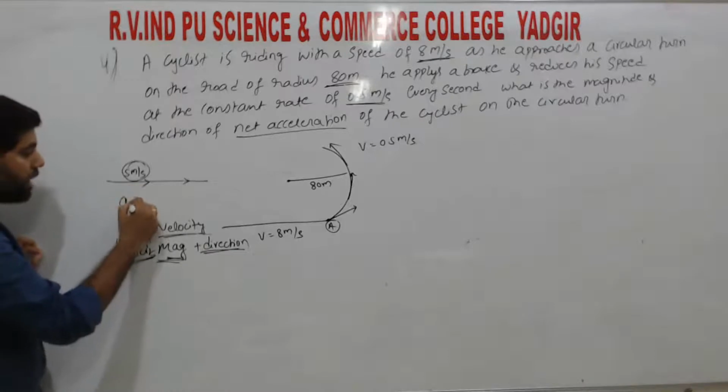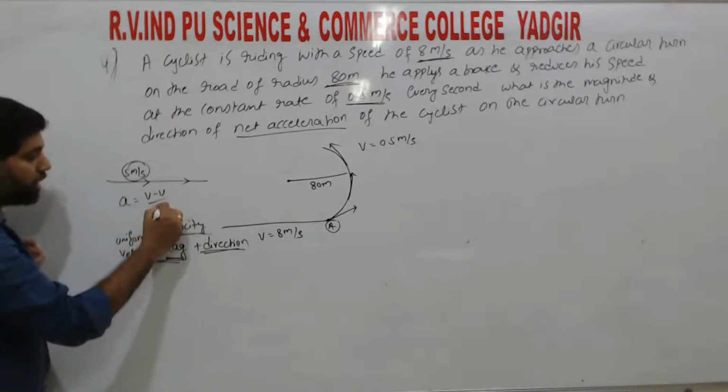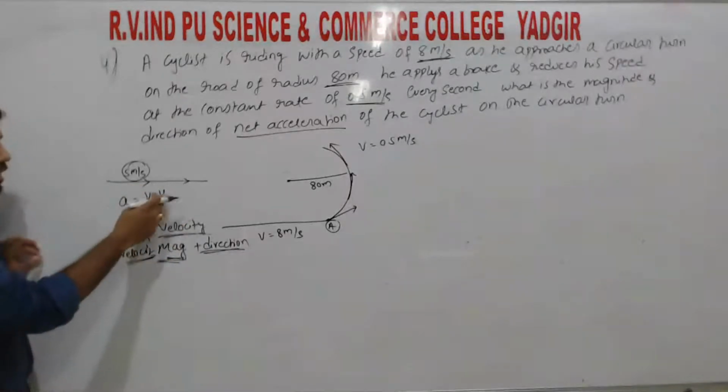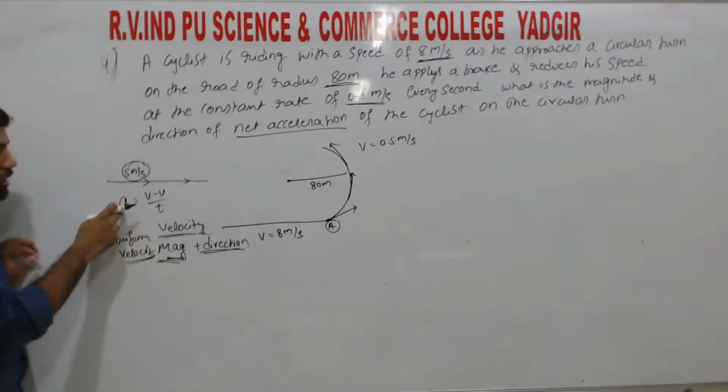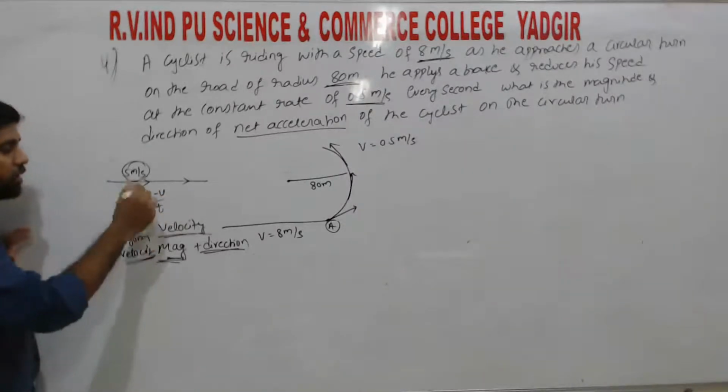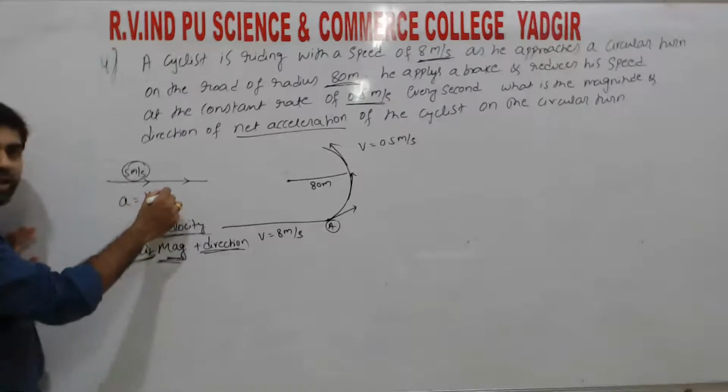So from this we have the acceleration, v minus u divided by t. That is, v is equal to u plus at. We can write that as a is equal to v minus u by t, where v is the final velocity and u is the initial velocity.